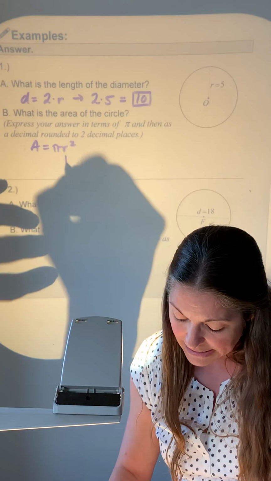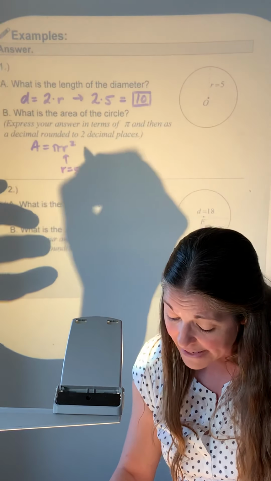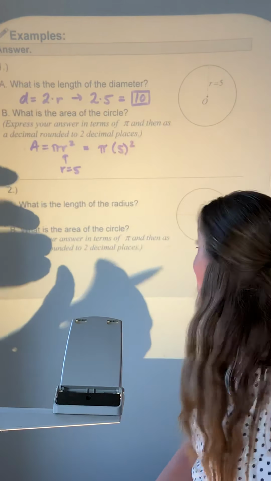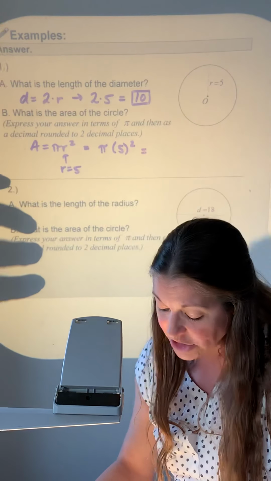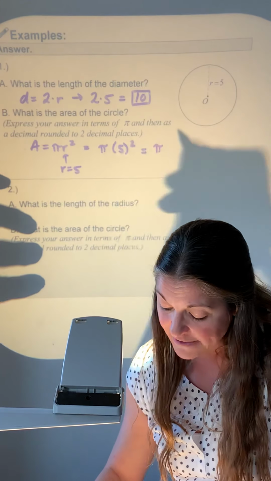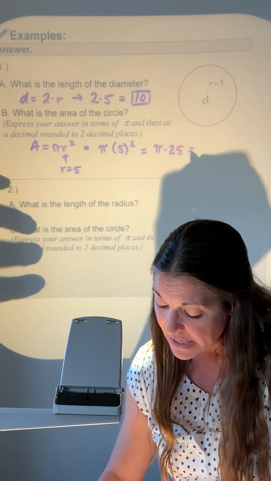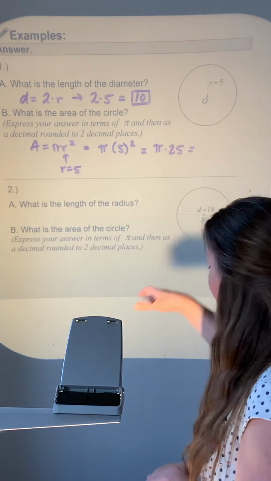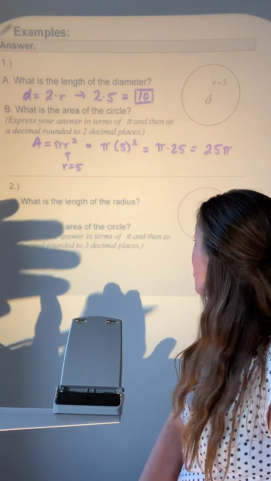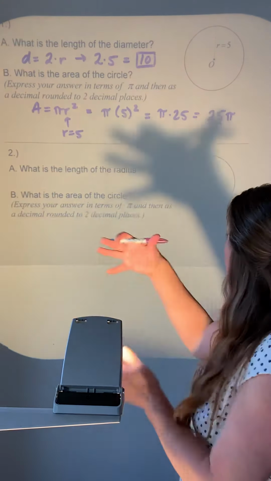So plugging in the r as 5, that's going to give us pi, and then the 5 being squared. According to order of operations, make sure you do the squaring part first. So that's going to give us 5 squared, which is 25. Now I know that the 25 is to the right of the pi, but we like to switch that around. Remember how we said that we treat pi almost like it's a variable? We just keep pulling it along, and then in the end, it's at the end of our answer. So in terms of pi, this is the area.